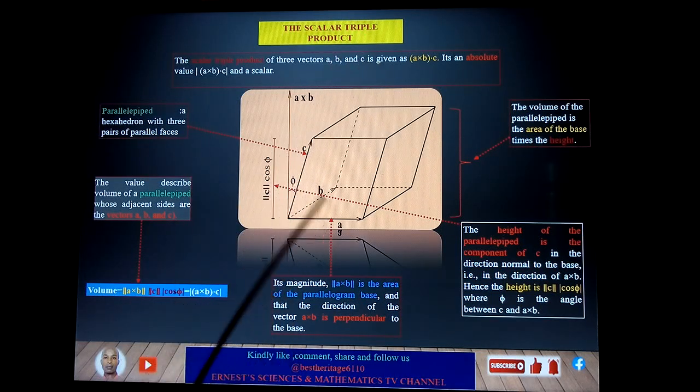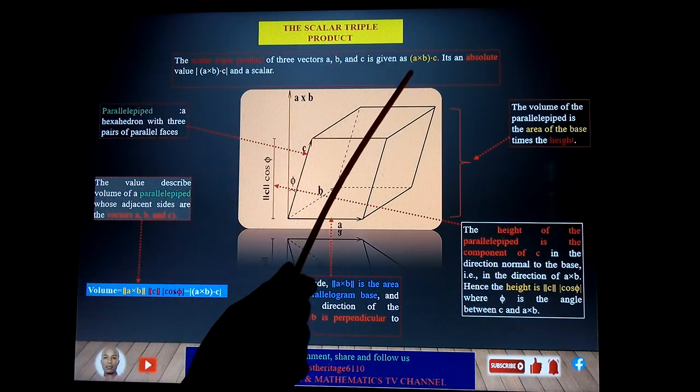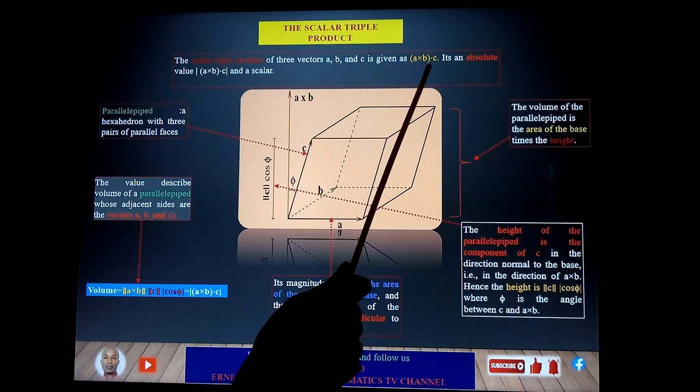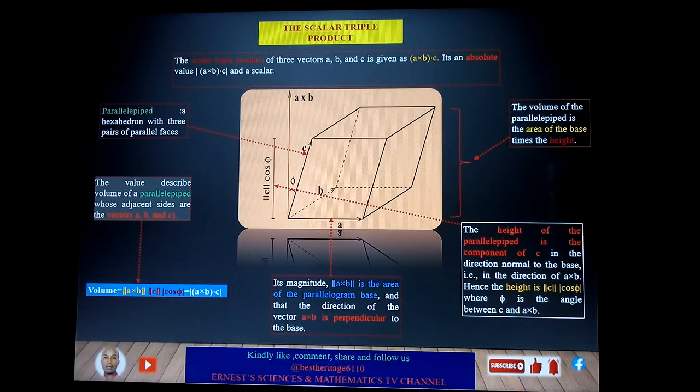A, B, and C can be given as A cross B dot C, which is going to be a scalar, and its absolute value is going to represent what we call the volume of the parallelepiped.